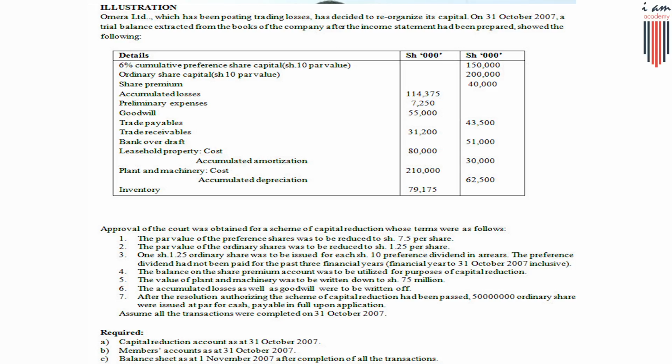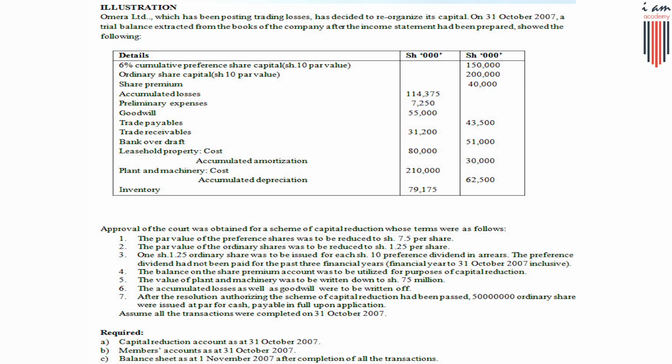We have reduced the preference share capital to 7.5 per share. This means originally we had a par value per share of 10 shillings. If you're going to reduce it to 7.5 per share, then it simply means that we have reduced it by 2 shillings and 50 cents per share. How much will that come to?